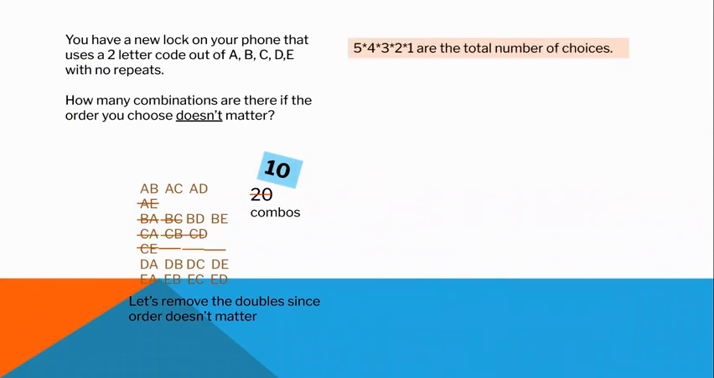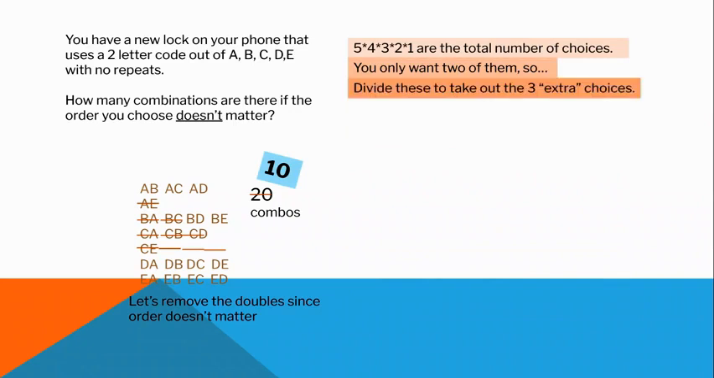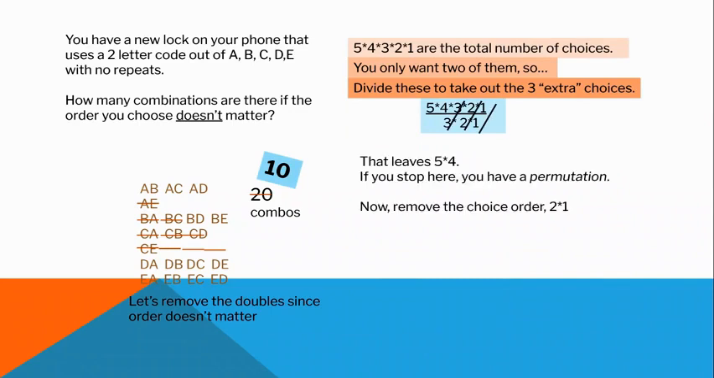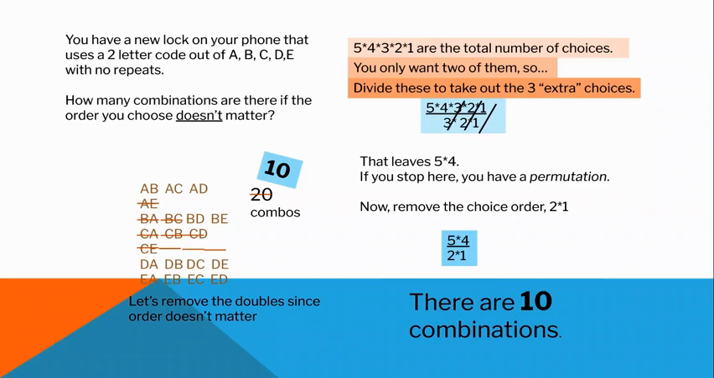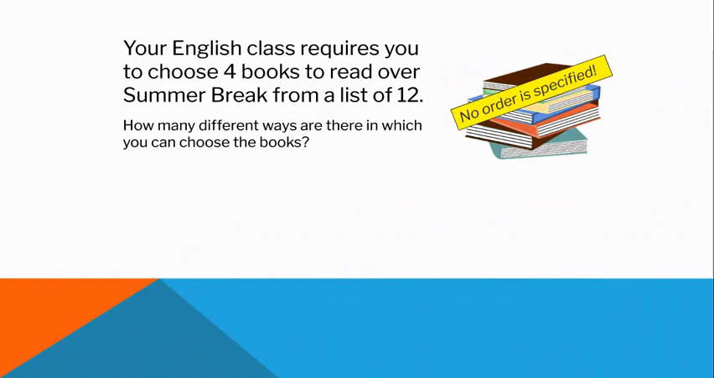5 times 4 times 3 times 2 times 1 is the total number of choices, but you only want 2 of them. So divide these out and take out the 3 extra choices. That leaves 5 times 4. If you stop here, you have a permutation. Now remove the choice order because AB and BA were the same thing, so we divided by 2. That might sound confusing. So here's how we're going to do it.